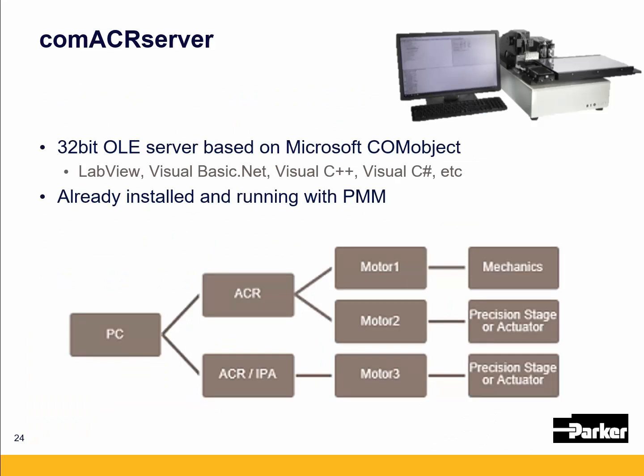comACRserver allows OEMs with PC-centered machines to use the ACR or IPA for motion and leverage the PC for the other machine requirements, whether that be vision systems, data collection, batch validation into databases, things that computers do well. You can connect to one or multiple ACRs or IPAs using the comACRserver at the same time, or you could use a multi-axis ACR for multi-axis coordinated moves.